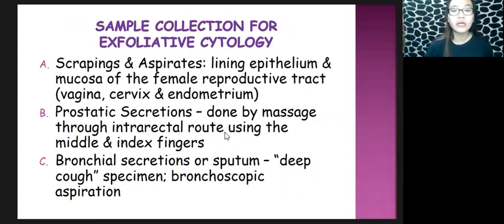Okay, so these scrapings and aspirates are collected from the lining epithelium or from the mucosa of the female reproductive tract, such as in the case of your vagina, from your cervix, or even from your endometrium.